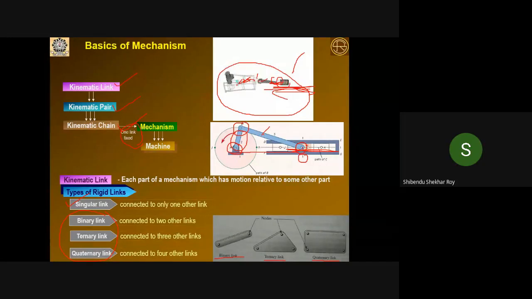Link number 4. See carefully. Link number 4 is connected to how many other links? Two, because link number 4 is connected to link number 3 through a revolute pair, and link number 4 is also connected to the fixed link, that means link number 1, through a sliding pair. Is it okay? Okay. So link number 4 is also binary.